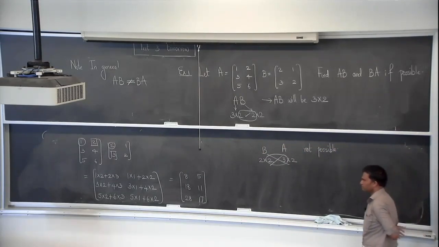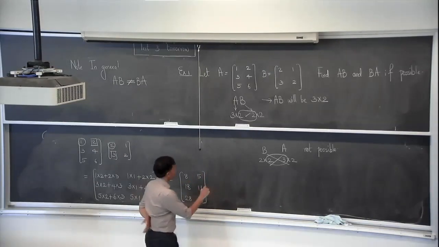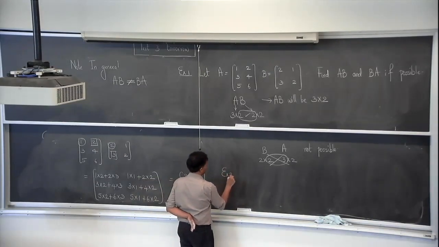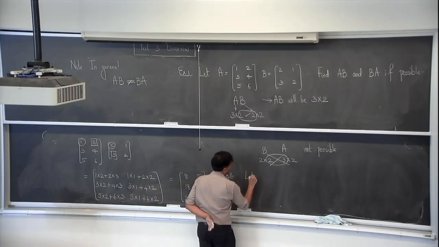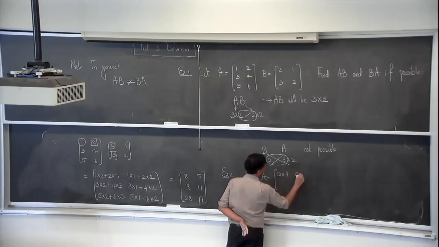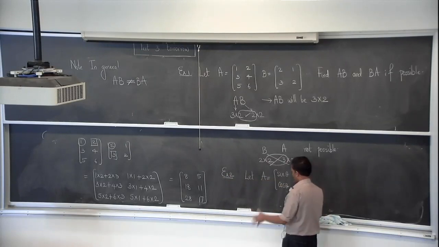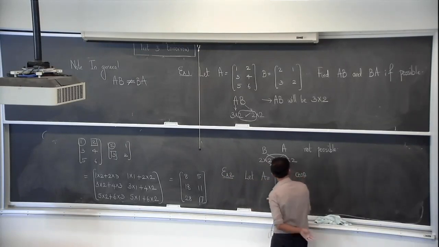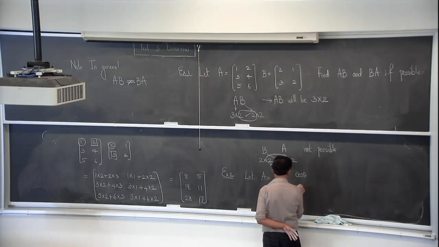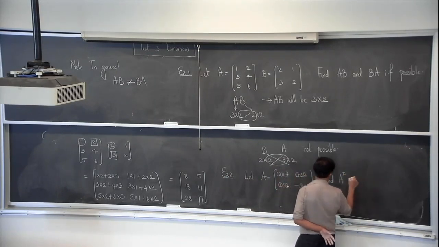Okay. Any questions? If you don't have any questions, why don't you try this one? Example 2. Let A equal to sine theta, cosine theta. If you're in computer science, somebody who is working in computer graphics, that's one of the most important matrices you would see there. Sine theta, cosine theta, negative sine theta. Find the matrix A square, which means find A times A.